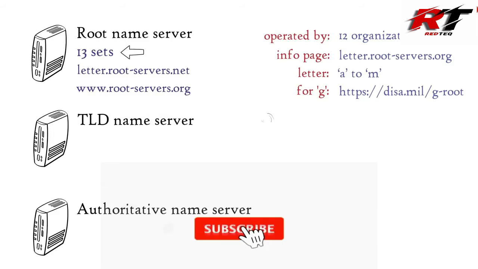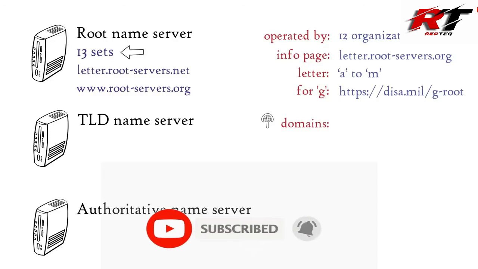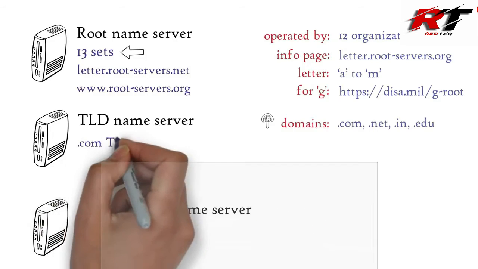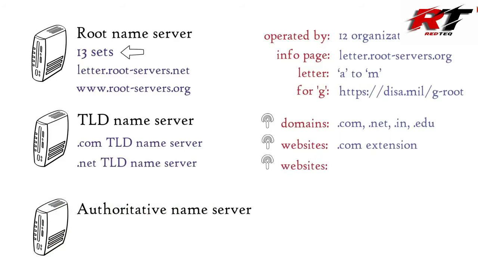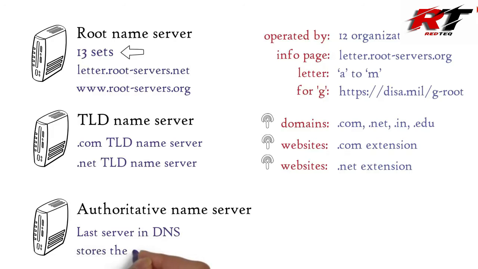TLD name server stores the information of all domains sharing a common domain extension. For example, the .com TLD name server stores the information of all websites ending with the .com extension. The .net TLD name server stores information of all .net websites, and so on. Authoritative name server is the last server in the domain name system. It stores the IP address of the requested website.